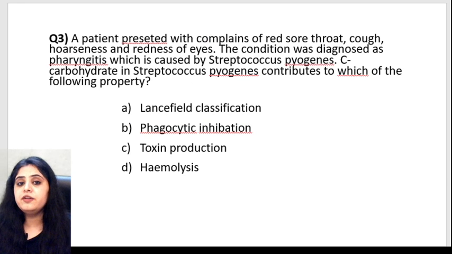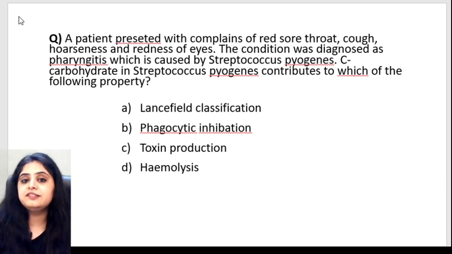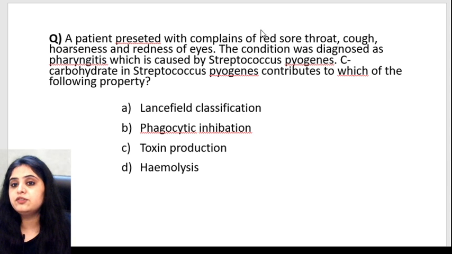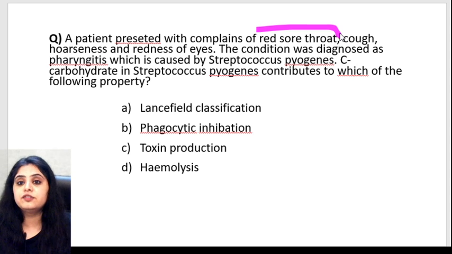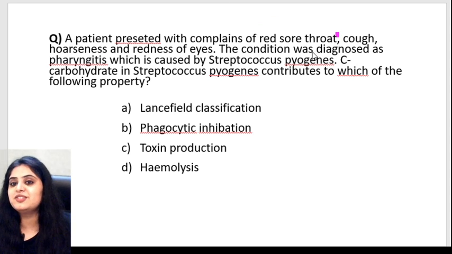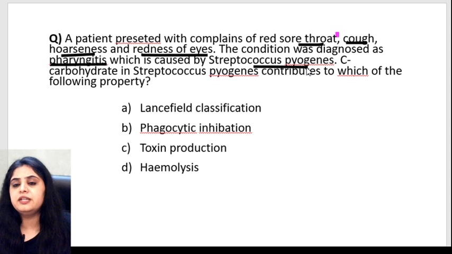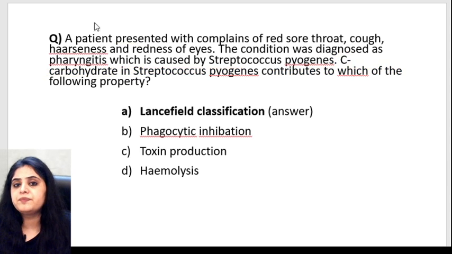Okay, coming to the next. So now if I put up this question in front of all of you and I say there is a patient who presented with complaints of redness, sore throat, cough, hoarseness, redness of eyes. So lots of symptoms. I think possibly everything on this planet has been mentioned. Condition was diagnosed as a pharyngitis. Obviously, we know pharyngitis is commonly caused by Streptococcus pyogenes. Now they say that this C antigen or the C carbohydrate in Streptococcus pyogenes is responsible for what? So is there any classification? Yes, the classification is the Lancefield classification.